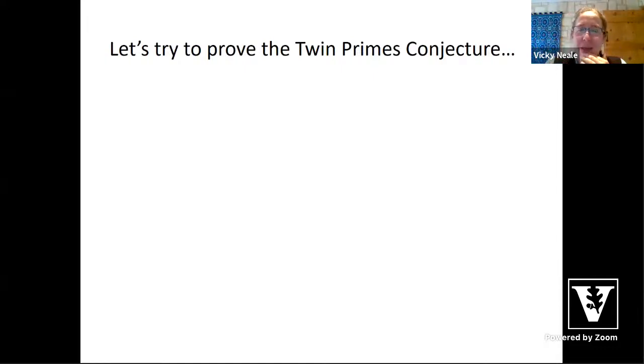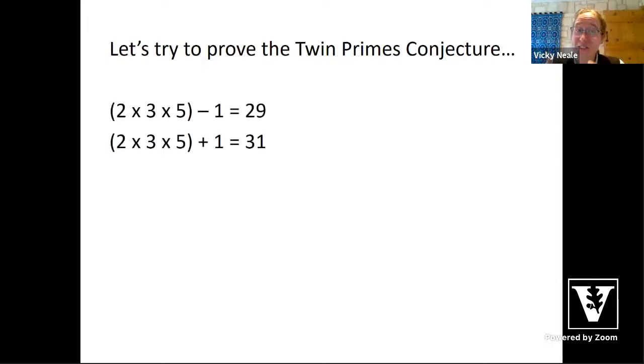Let me show you what I mean. So if we took 2, 3, and 5 as our prime numbers and multiply them together, let's see, 2 times 3 times 5, that's 30. Add 1, subtract 1, and we get 29 and 31. And that's a pair of twin primes. It's good, right?